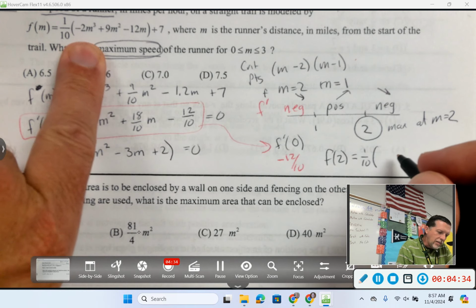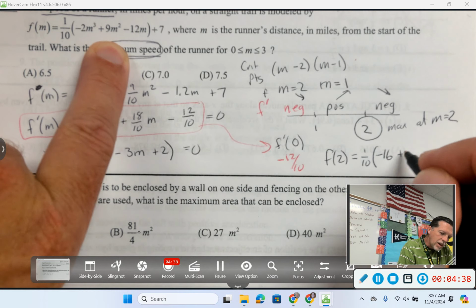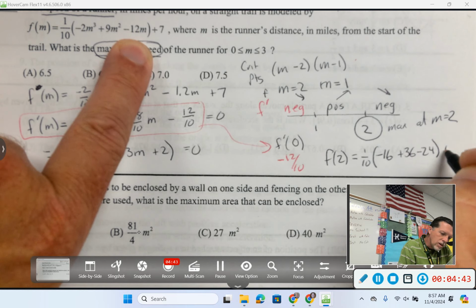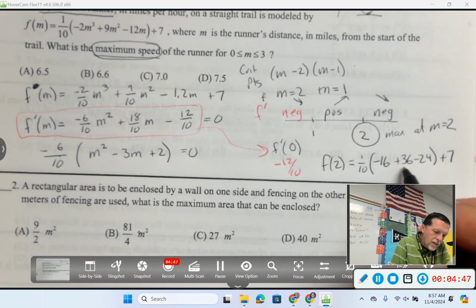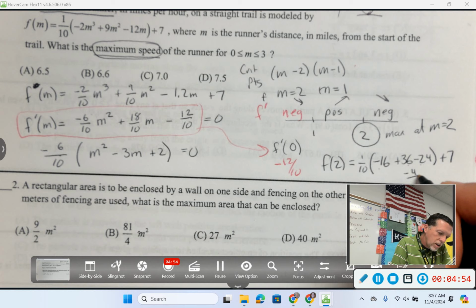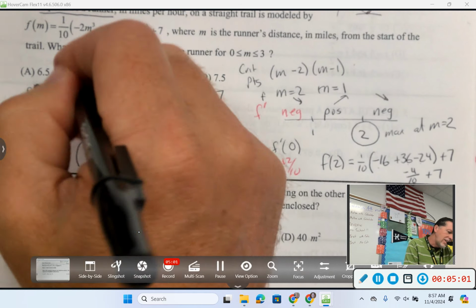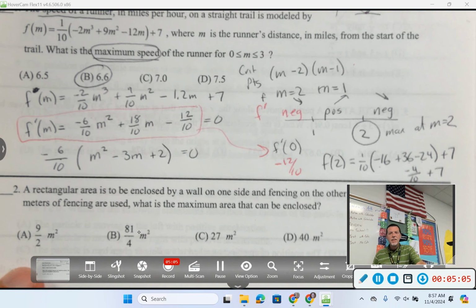So let's see, without a calculator that would be negative 16. 9 times 4 is 36. Minus 24, and then plus 7. This is annoying without a calculator. Let's see, 20 minus 24 is negative 4. Negative 4/10 plus 7. There it is, 6.6. Yuck.